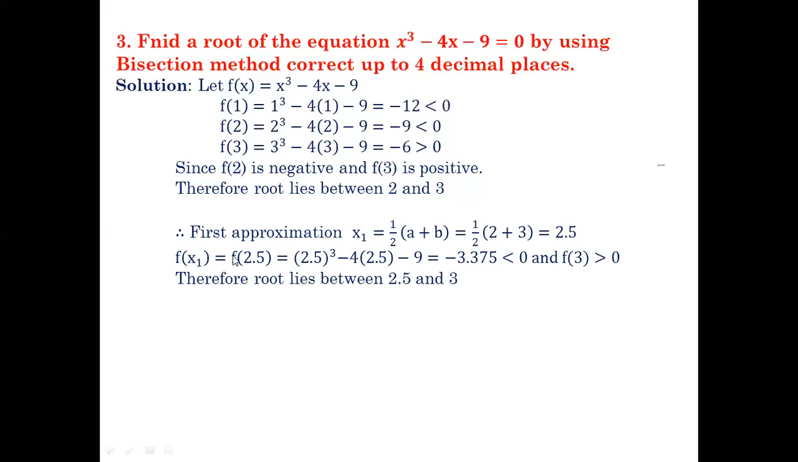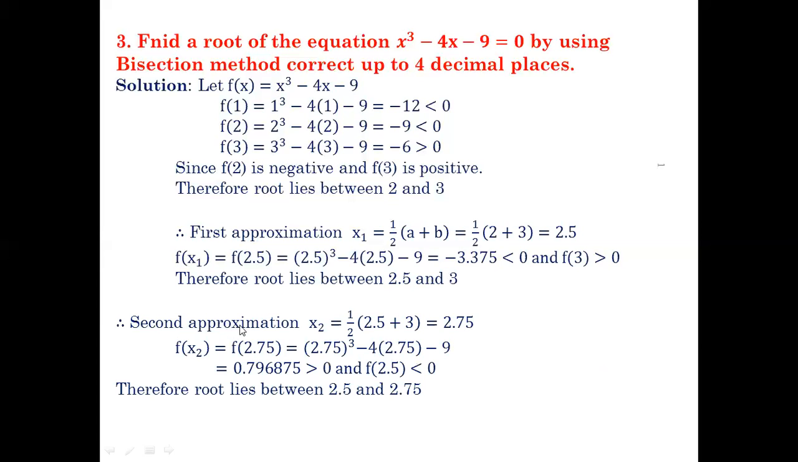Then you find f(x1), which is equal to f(2.5), which is equal to x cubed minus 4x minus 9. That is 2.5 cubed minus 4 into 2.5 minus 9, which is equal to minus 3.375, a negative less than 0. And the positive value is f(3) greater than 0. Therefore, the root lies between 2.5 and 3. Therefore, the second approximation x2 equals 1 by 2 (a plus b), that is (2.5 plus 3)/2 equals 2.75.